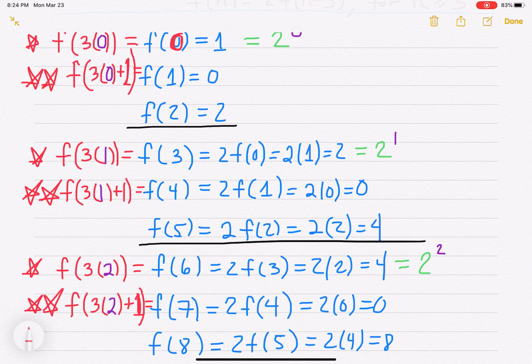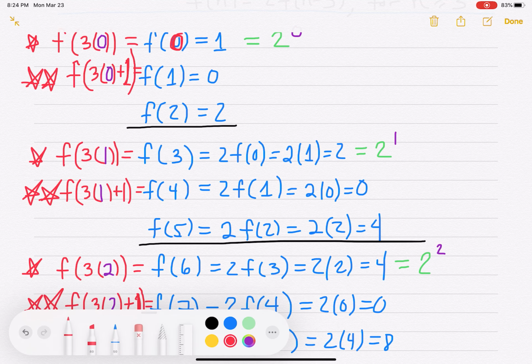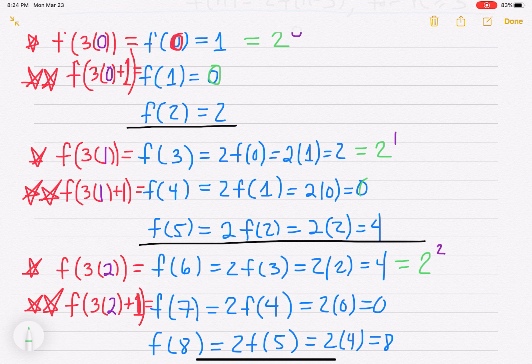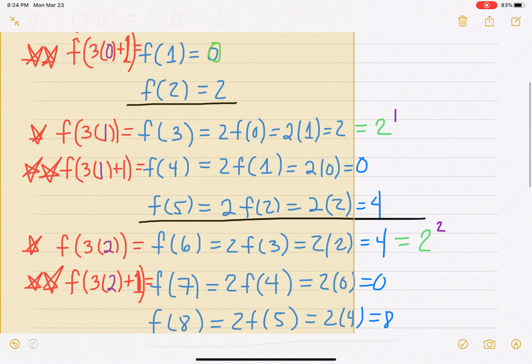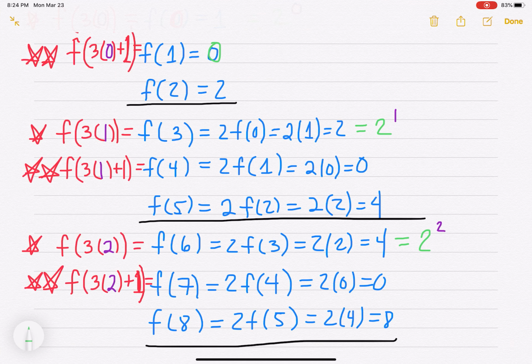So it looks like for these second types, we have 3 times 0 plus 1, 3 times 1 plus 1, 3 times 2 plus 1. Those are all of the form: the inputs are 3 times k plus 1, and the output is 0. The output for each of these is 0. So when you have 3 times k plus 1 as the form of n, you're going to have an output of 0. So let's go down and put that in.